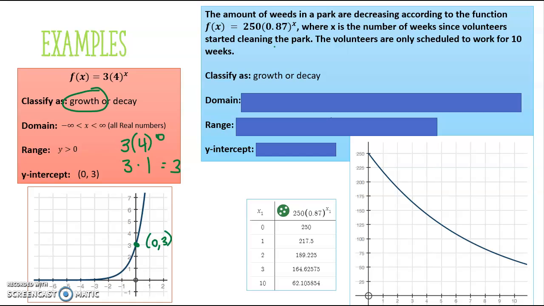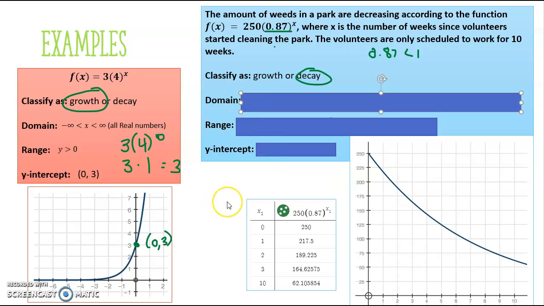To find if we are growing or decaying, we're going to take a look at the base of the function. The base is this number here, 0.87. Since 0.87 is less than 1, that means I have a decay function. And I also have it graphed here. You can use Desmos to graph these functions if you'd like.